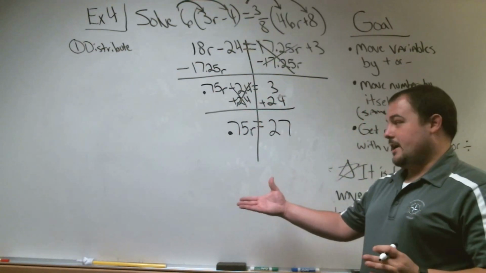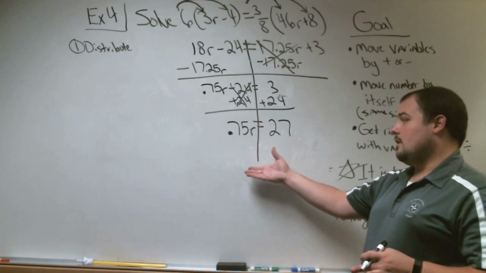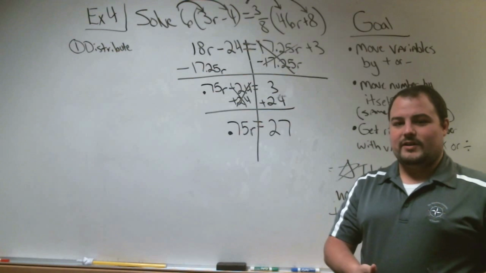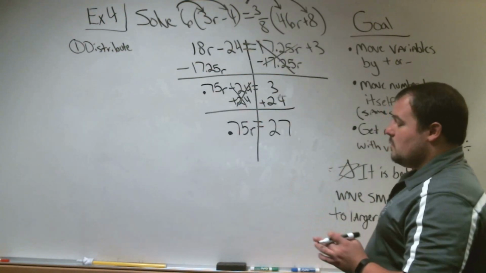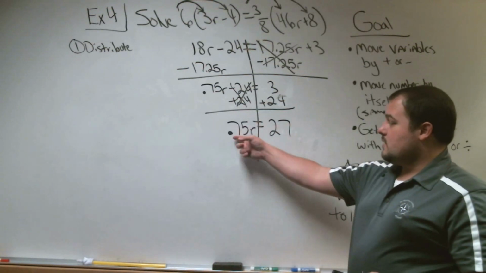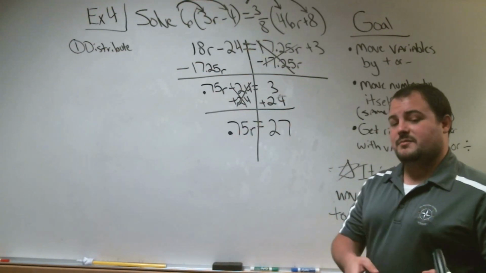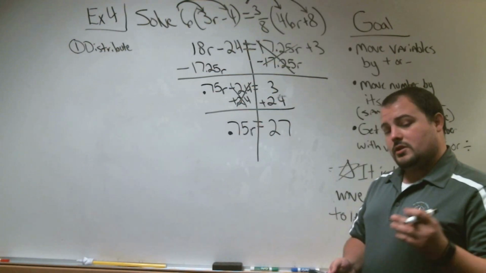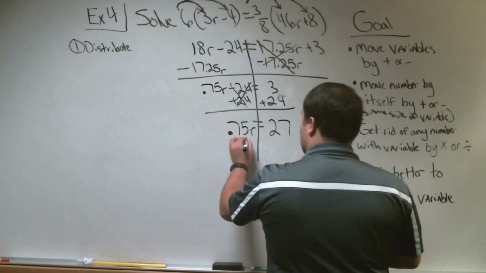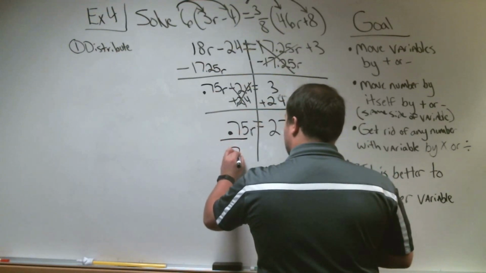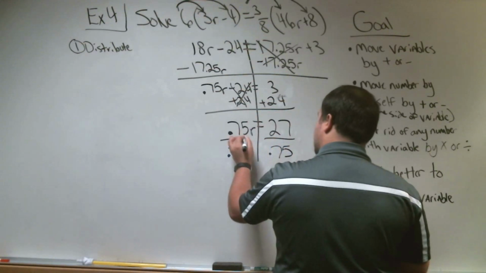So here's where we're at. We have 0.75r equals 27, where 75 hundredths of some number equals 27. So what we're going to do is get rid of whatever this decimal is doing to the letter r. Since that decimal is next to it, that means that decimal is multiplying. So to get rid of multiplication, we're going to go ahead and do division. So we're going to divide by 0.75 on one side and divide by 0.75 on the other.